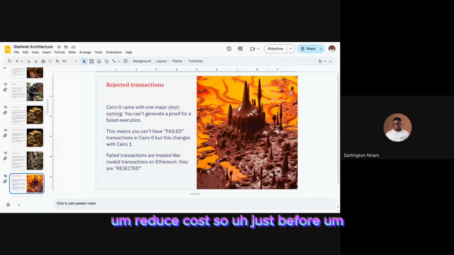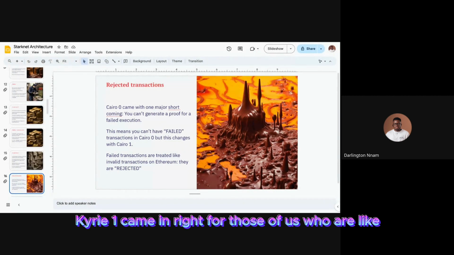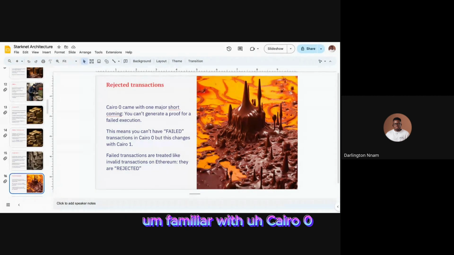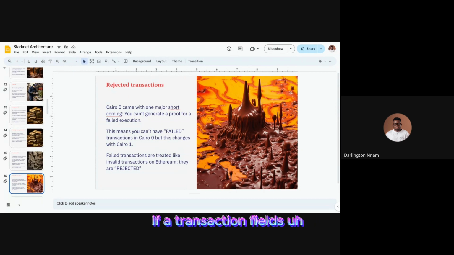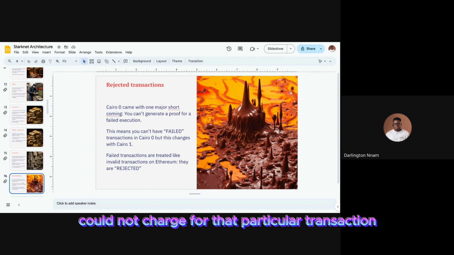So just before Cairo 1 came in, for those of us who are familiar with Cairo 0, if you came into the space earlier when Cairo 0 was still a thing, you would know that Cairo 0 had one major shortcoming, and that was the fact that you couldn't generate a proof for a failed execution. So it meant that if a transaction failed, the sequencer basically could not charge for that particular transaction. And so failed transactions were treated like invalid transactions on Ethereum. They were automatically marked as rejected.